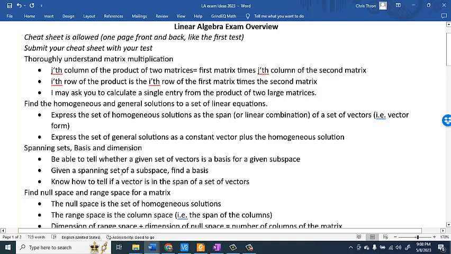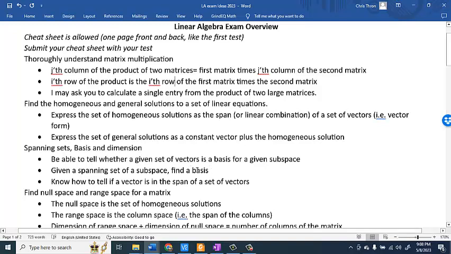So given a spanning set of a subspace, find the basis. If that's the spanning set, you've already got that. It's contained in the subspace, and it spans the subspace. You'll need to find a linearly independent subset. So you should know how to do that. Basically, you can throw out vectors one by one until you get something linearly independent.